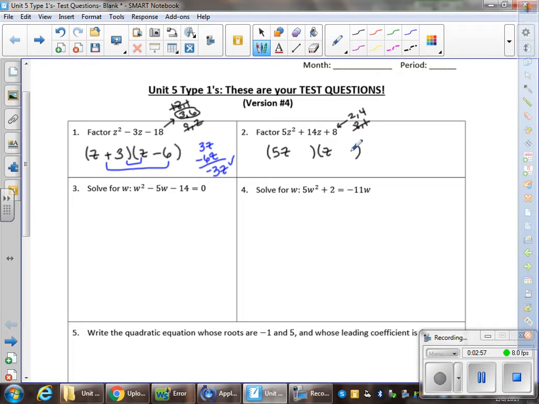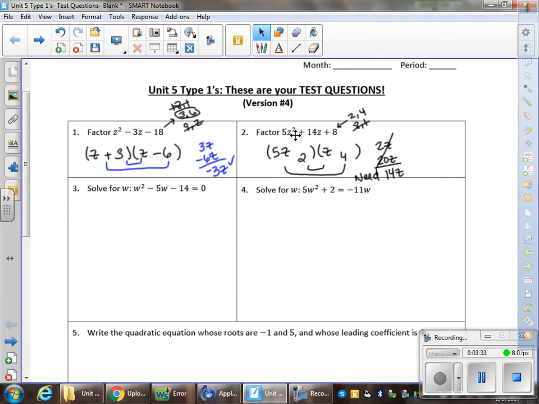So should we put the 2 here or the 4 here? Well, I'm going to do it wrong on purpose just to show you how you know if it's right or wrong. Let's try putting the 4 here and the 2 here. And let's check. Inner plus outer. Inner gives me 2z. Outer gives me 20z. But I need 14. No combination of 2 and 20 can get me there, so it's out. So let's switch. That didn't work. Let's switch the 2 and the 4.